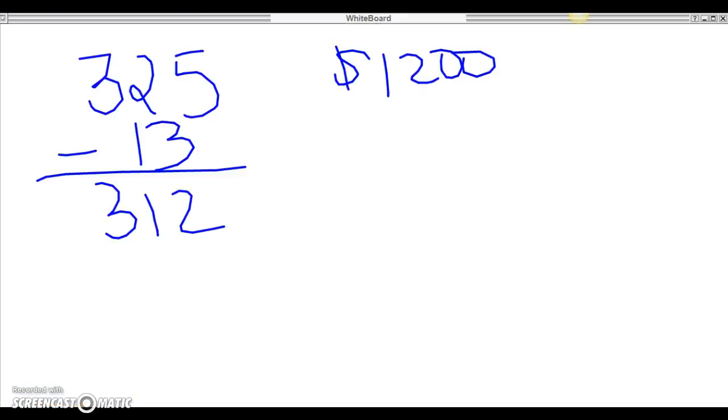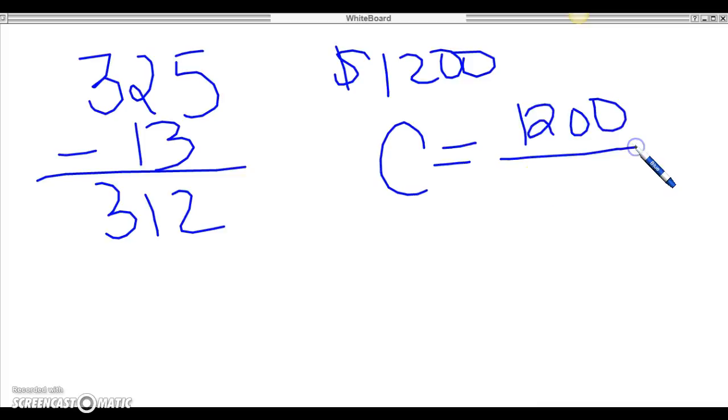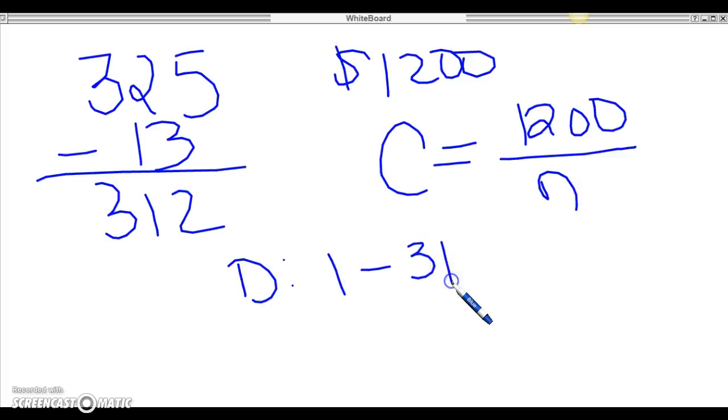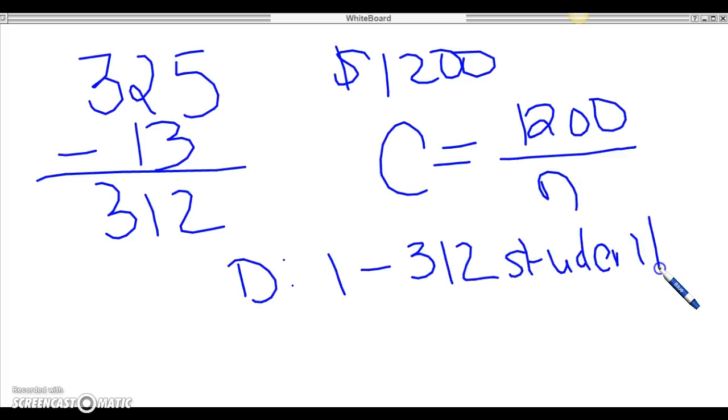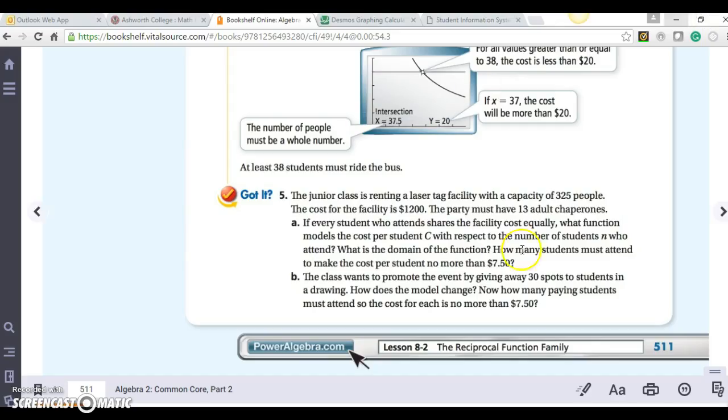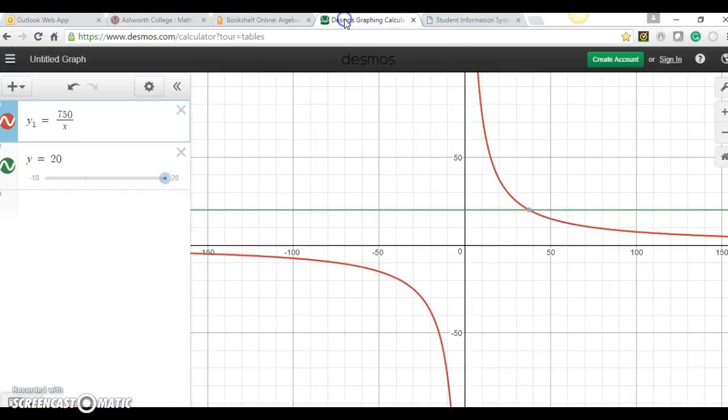So, again, we have the same type of scenario. We know C is the cost, and I know that it's going to be $1,200 divided by the number of students N. My domain, I already know, is 1 to 312 students. I have to have at least 1 student go on this trip. And how many students must attend to make the cost no more than $7.50? I can use my graph for this again.